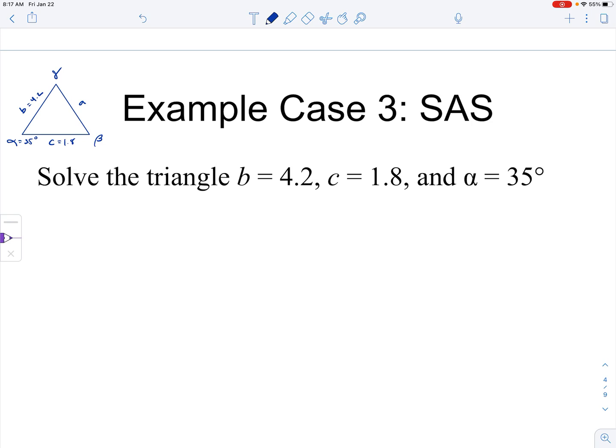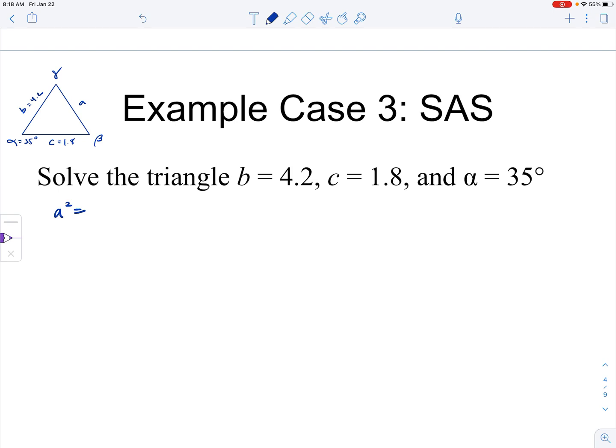Well, think about this. With law of sines, if we wanted to solve for side A, we would need to know either beta or gamma. If we wanted to solve for either beta or gamma, then we would need to know what side A is. So you get stuck. You cannot use law of sines. So why don't we go ahead and solve for side A so that we have all 3 sides.